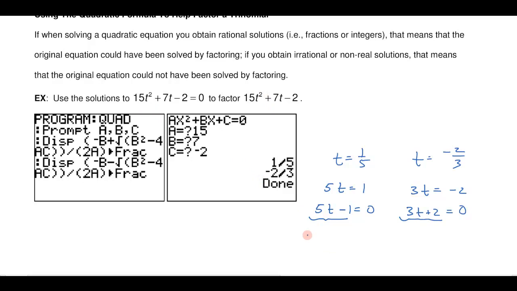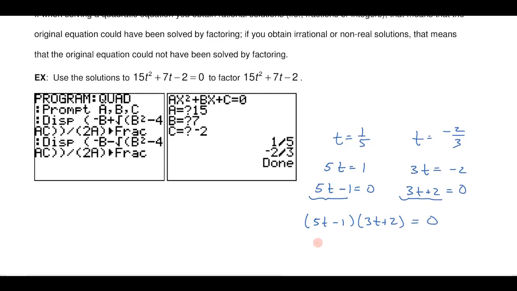Right? Let's just check it. So if I take 5t minus 1 times 3t plus 2, if I multiply this out, you see that I'm going to get 15t squared, 10t minus 3t, sure enough, that's the 7t in the middle, and there's my minus 2. And so this right here will be the factorization of this right there.